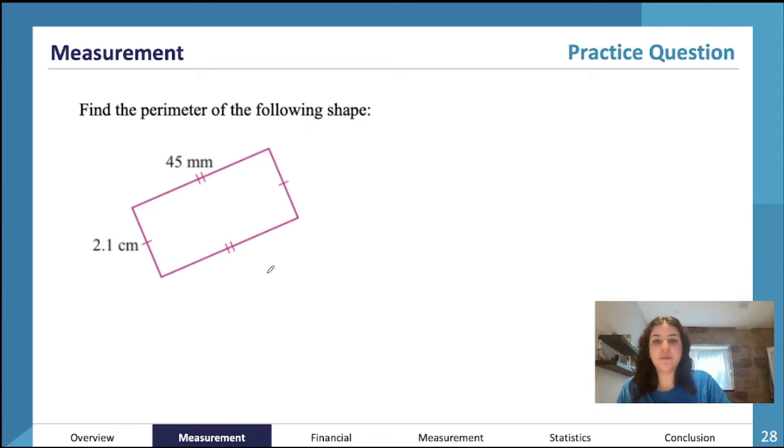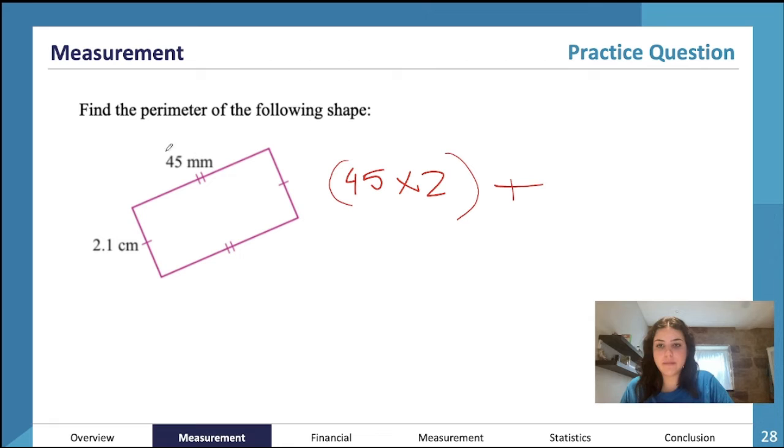Okay, find the perimeter of the following shape. We're just going to run through a couple of practice questions before we move on to our next piece of content in 5 minutes. Perimeter of this is going to be 45 times 2, because there's 2 45 millimeters, plus, and now look at our different measurements. Centimeters, millimeters. So let's do 4.5 centimeters times 2 plus 2.1 centimeters times 2.